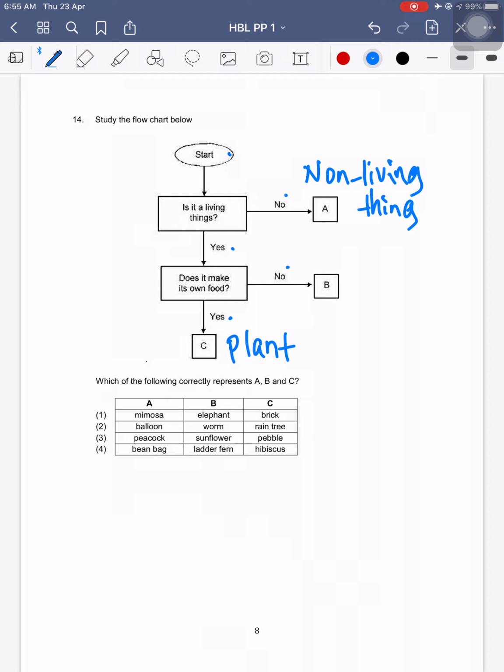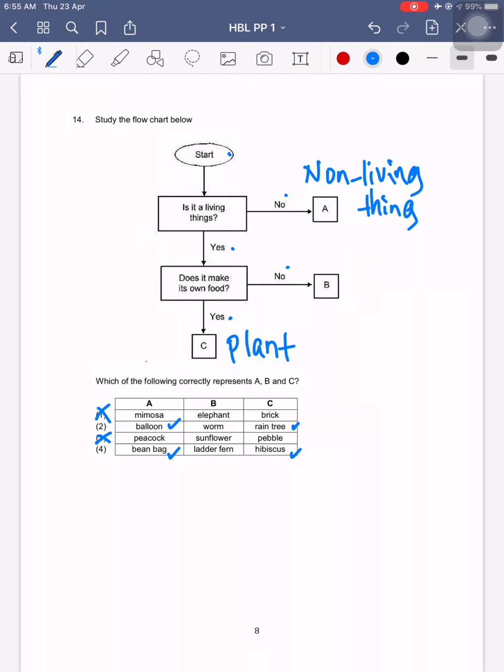So we look at A. Which one shows a non-living thing? Now mimosa is a living thing, so this is out. Balloon is a non-living thing, so this is correct. Now option 3 is out because peacock is a living thing. Now beanbag is also possible. So the answer will be either 2 or 4. Now let's look at C. Now C will be a plant. Alright, so these two are plants.